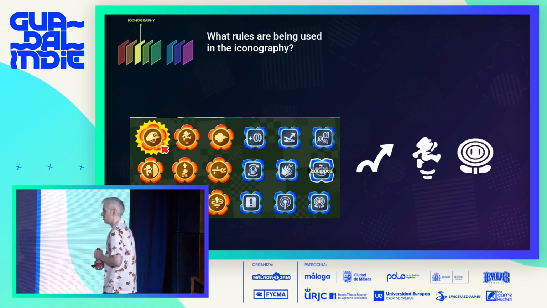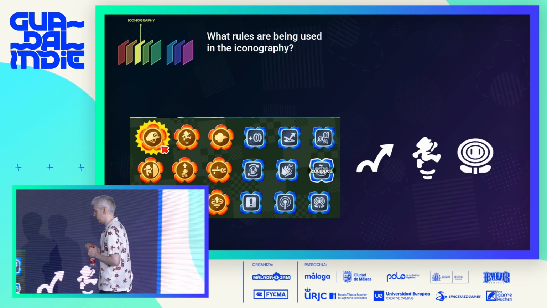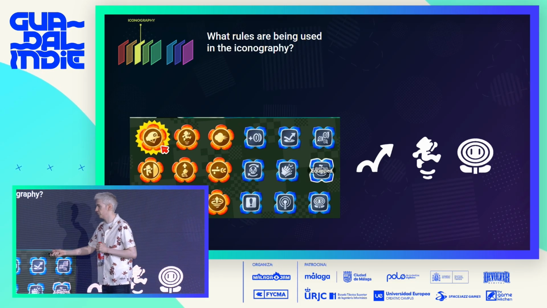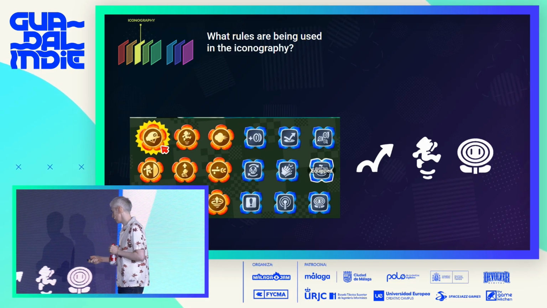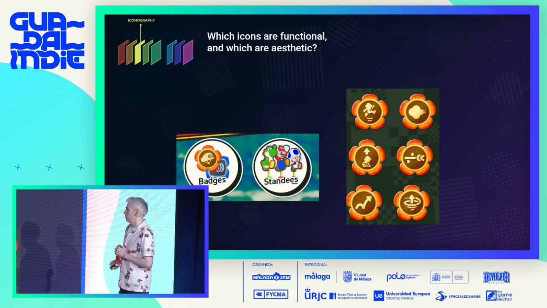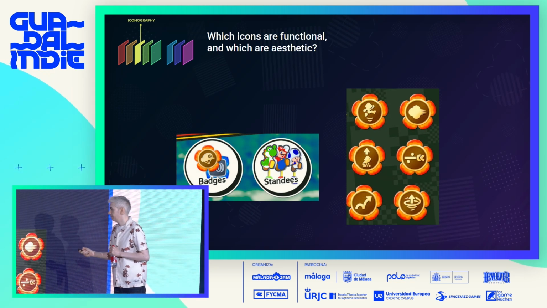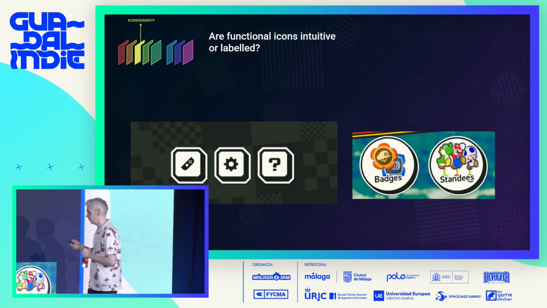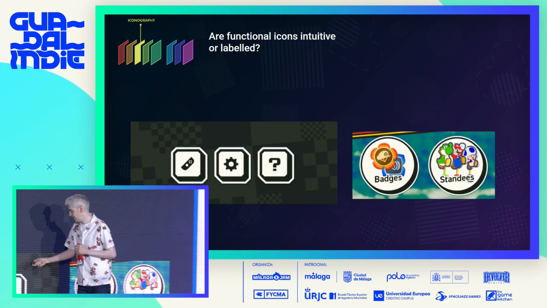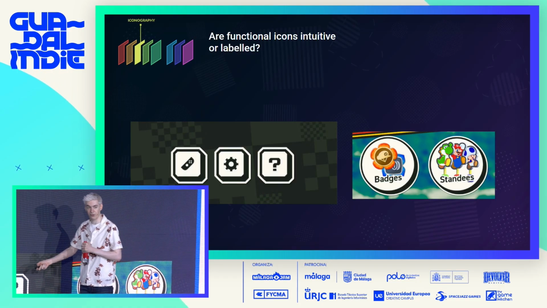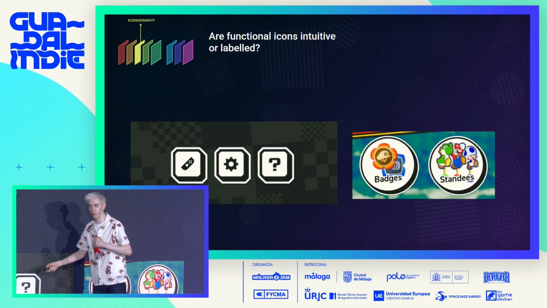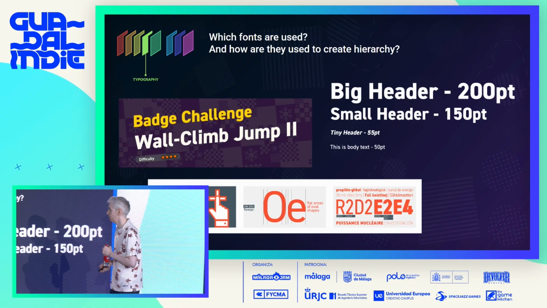What rules are being used in the iconography? Are we trying to do functional or flourish with the icons? Which icons are functional and which are aesthetic? Are functional icons intuitive or labeled? For the navigation icons, the really important ones, is there a label that tells you what they are, or is it just obvious?